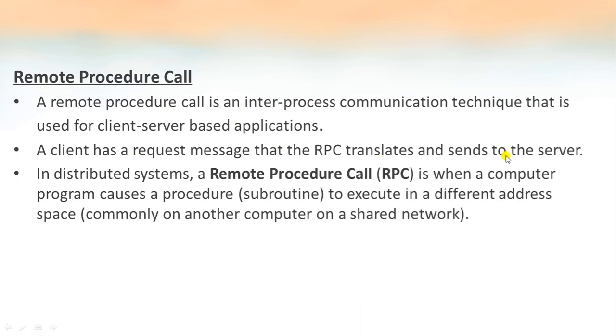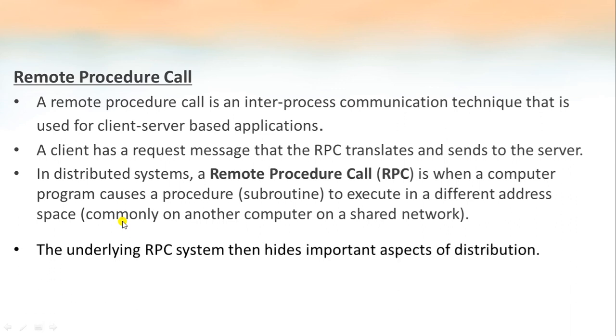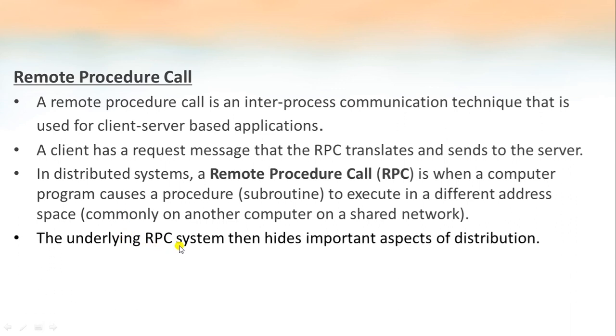the server. In the case of a distributed system, a remote procedure call is when a computer program causes a procedure to execute in different address spaces. That means these procedures can be executed on other computers on a shared network, and the underlying RPC system then hides the important aspects of the distribution.